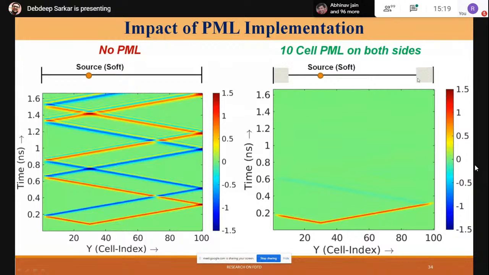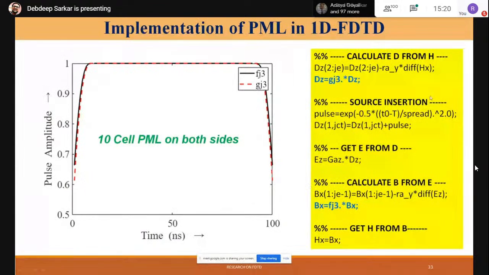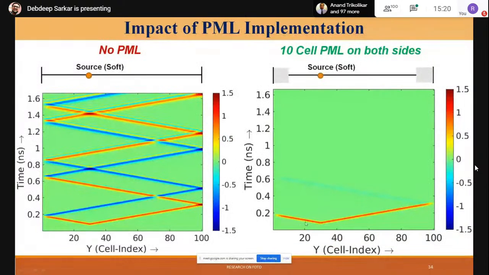So 10 cells here and 10 cells here, you can see that the wave is now going. Here it reached, but in this case, it fails to reach here because I have put this absorber over here. And I have attenuated them by the same extent, the D and B by the same extent. So now very little is reaching over here. Something reaches over here and creates a very fine line.